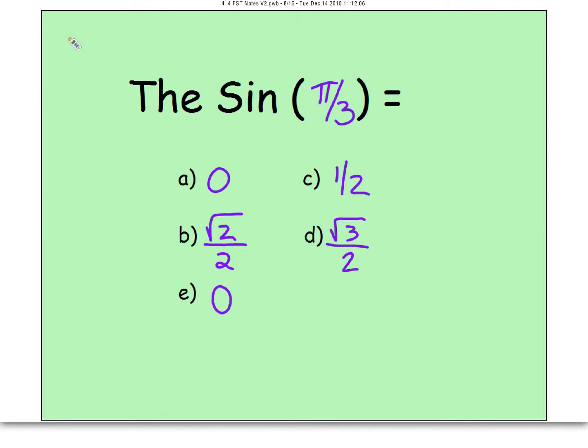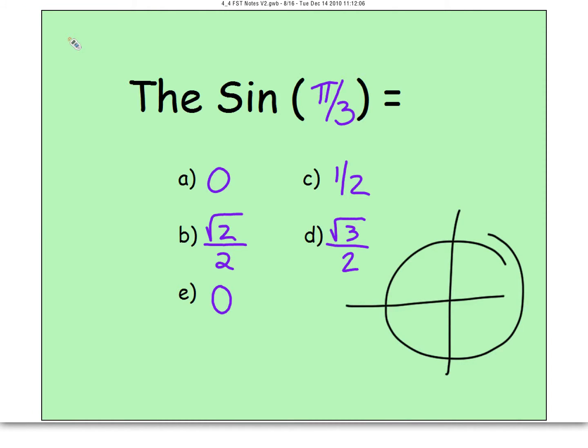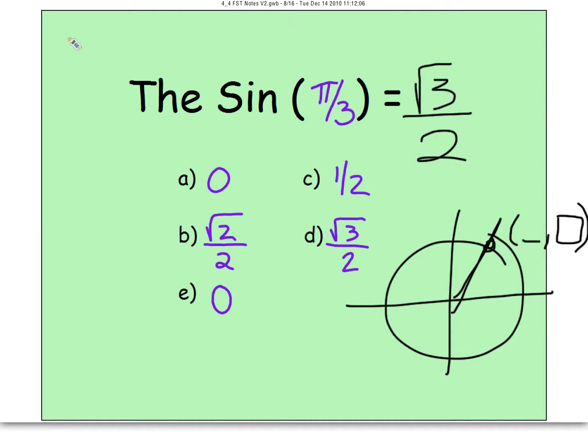Now let's use our notes from the other day and answer these questions in a quick fashion. If someone asked you what is the sine of pi over 3, what you want to do, remember, is look at the unit circle, find a third of a pi. It's going to be right here. And you're going to be looking at, for this one, the y value. So this sine value at pi over 3 is going to be the square root of 3 over 2.